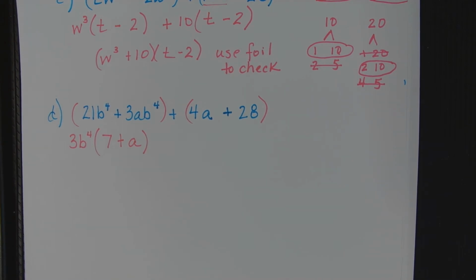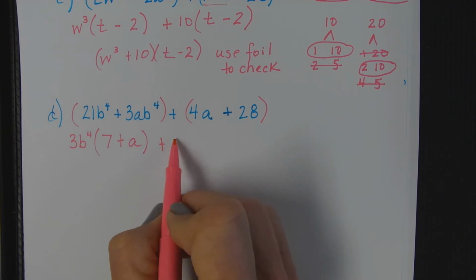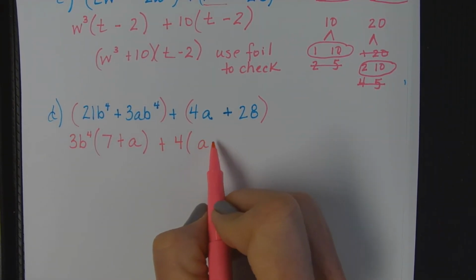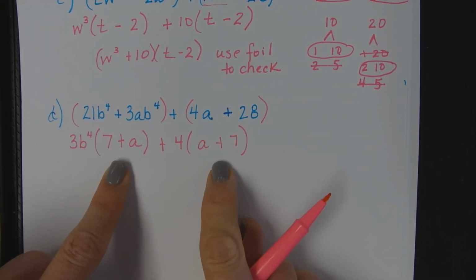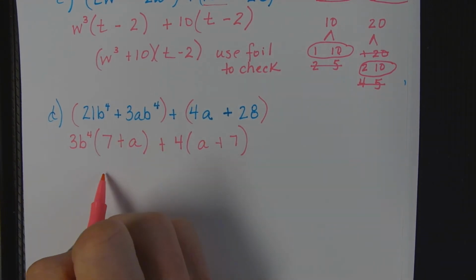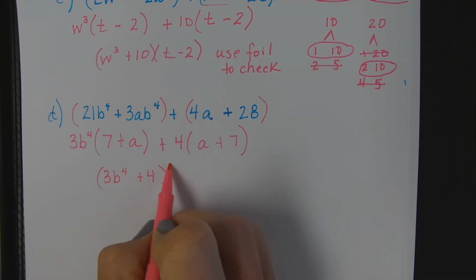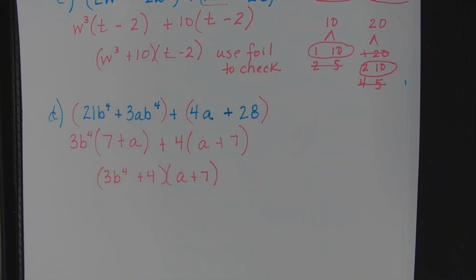So far, so good? Plus, what's the greatest common factor here? 4. And what's left out of here? A plus 7. Guys, is that the same thing? Yeah, you just commute it again. Okay, so here's your answer. 3b to the 4th plus 4 times a plus 7. Who got it right or was on the right track? Okay.